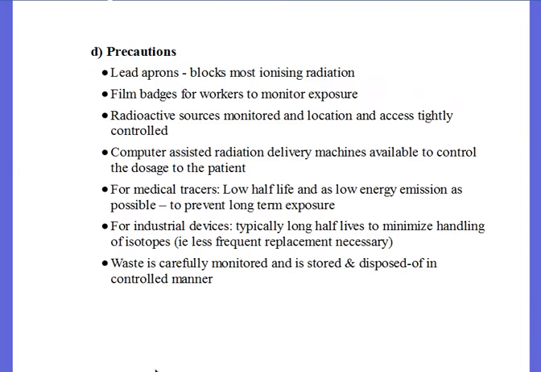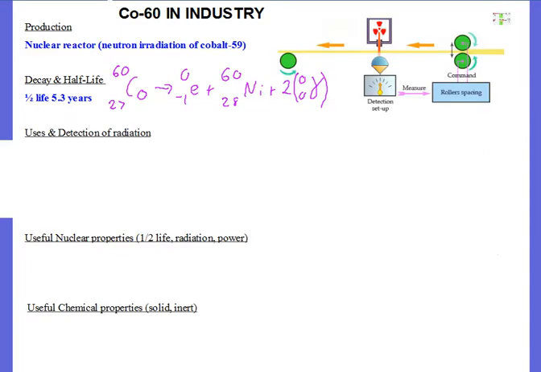There are some precautions we can take to overcome some of those disadvantages. Things like using lead aprons, using badges, using low half-life materials. You can pause this slide and read them if you wish. Let's look at cobalt-60 though as our main case study for isotope industry.